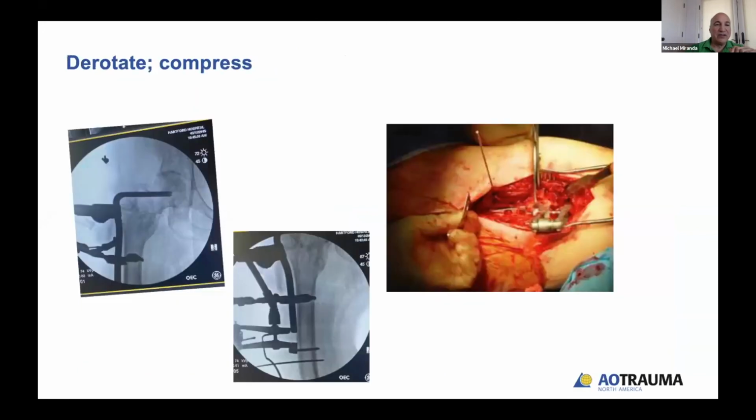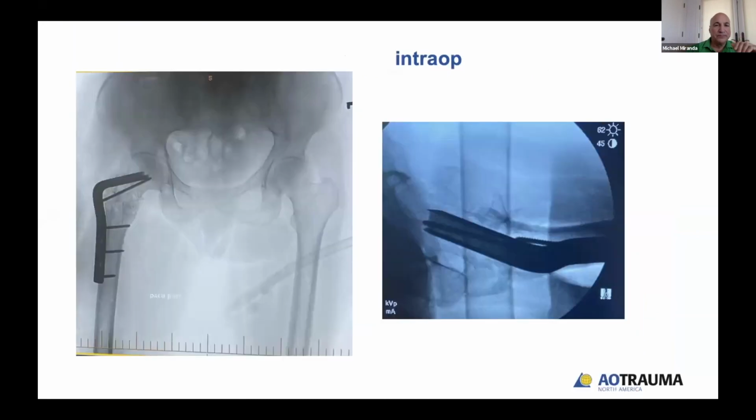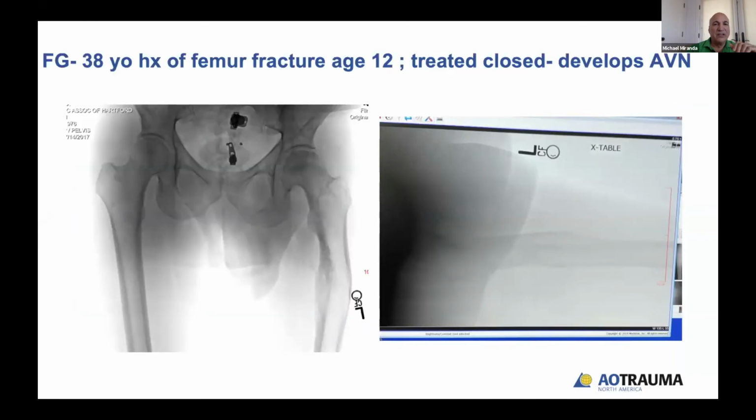Okay, get everything all set, and then do my rotation, and then compress it, assuring that I've got a satisfactory derotation. I check alignment, make sure everything looks good, and then it's our final. Let's look at another case.